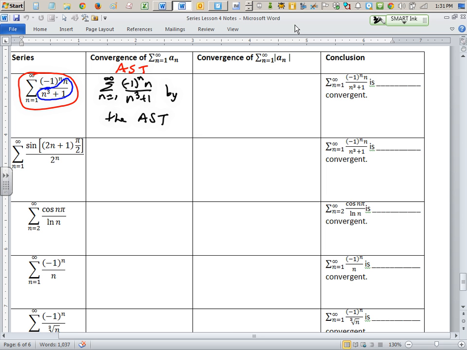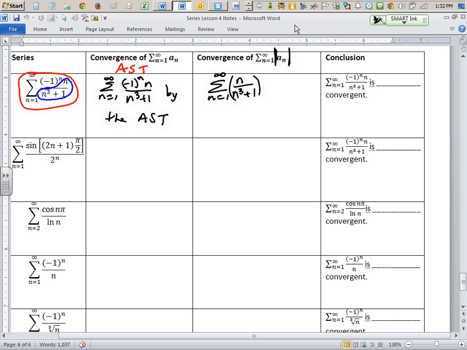Now what about if I put in an absolute value? What does absolute value actually do? All it does is kill the alternator. So now we're on to a brand new series though. This is a different series technically, and you may not use the AST to study it. It has no alternator. Do not use the AST. You can use any other skills I taught you. Nth term harmonic, nth term divergence test, DCT, LCT, whatever. Integral test.